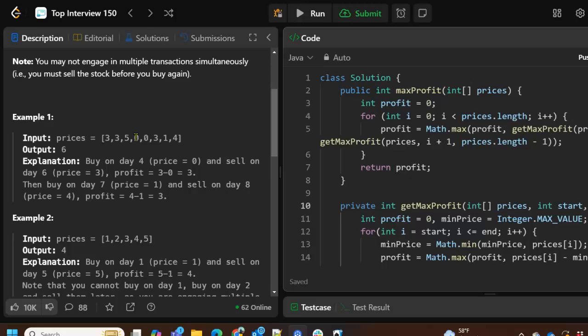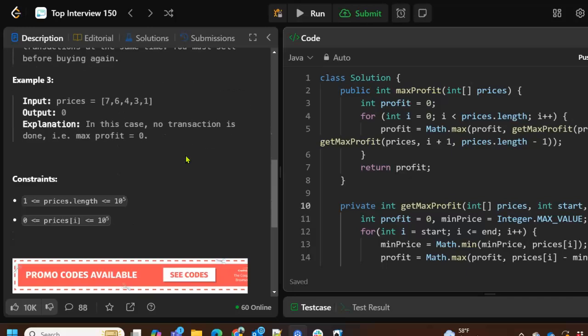Note that you can't do something like buy at 0, sell at 3, buy at 0, sell at 4, because that means you would be holding 2 shares of stock at the same time. I put some code in here that I don't think is going to work, and then we'll work on the real solution.